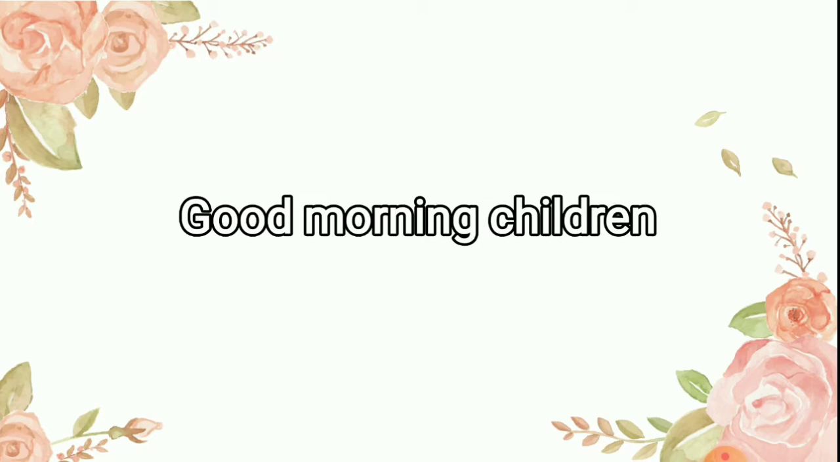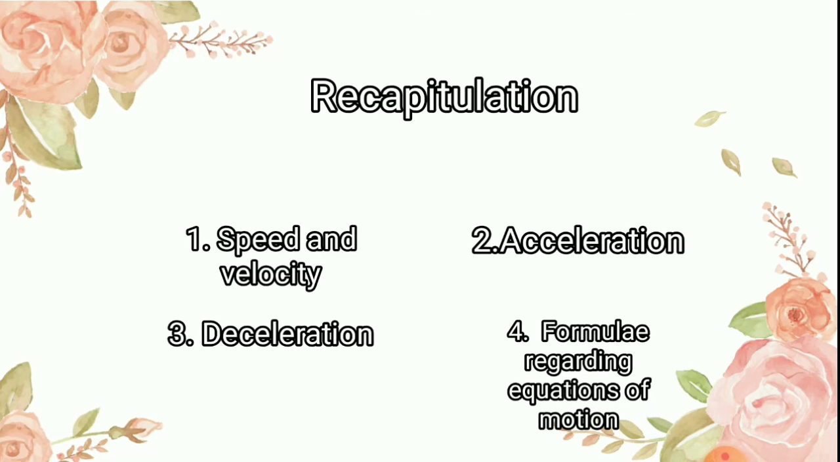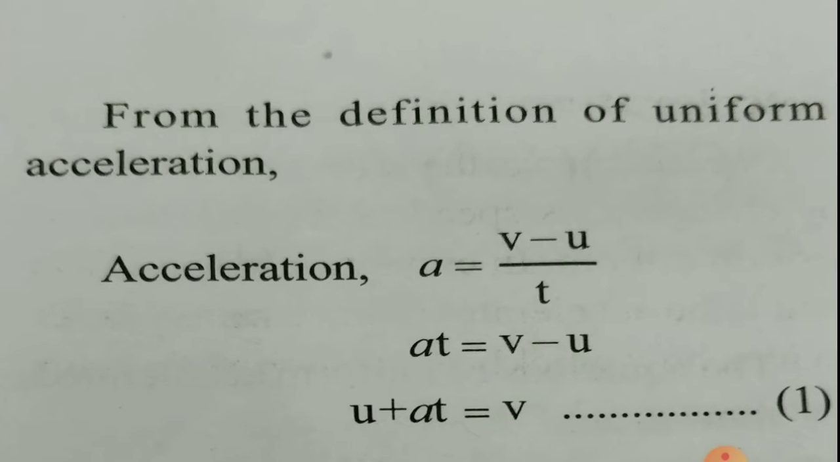Before entering into the content, I want to recapitulate the previous class. We have discussed speed and velocity, acceleration, deceleration, and formulae regarding equations of motion. Today we will go for the derivation of the formulae which we have seen in the last class. The first formula is V is equal to U plus AT.